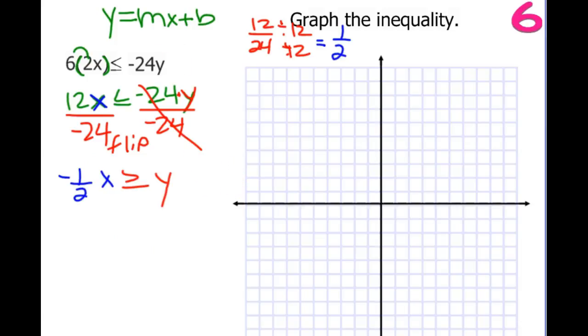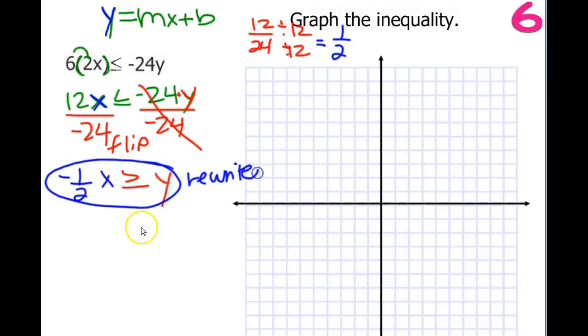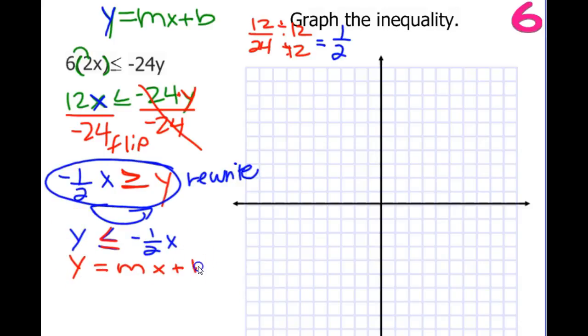But in order to graph this, we need the y first. So I'm going to rewrite this whole thing. So I'll put the y over here, negative 1/2 x, and then our symbol gets flipped because we rewrote it. Right here, alligator's eating the negative 1/2 x, same thing here. So this is in the form y equals mx plus b, so we're really beginning at 0.